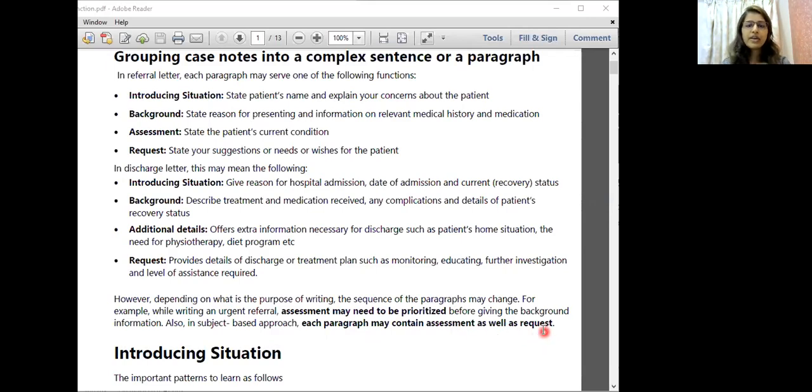So here, when you are following the subject-based approach, you may not have one entire paragraph on background, or one entire paragraph on request, or an entire paragraph on assessment, but each paragraph may follow the BAR format, the background, assessment, and request. Am I clear so far?